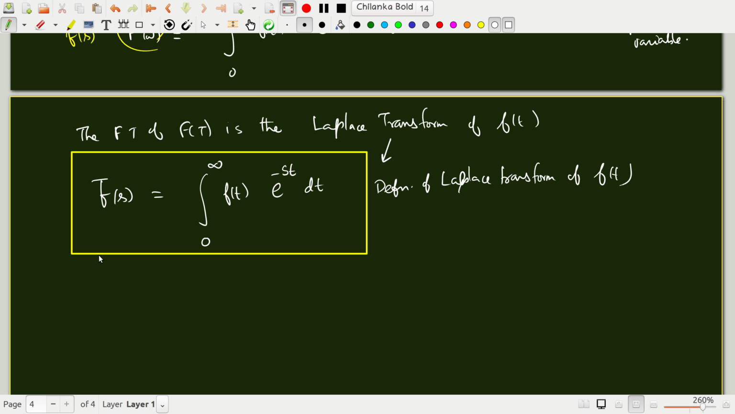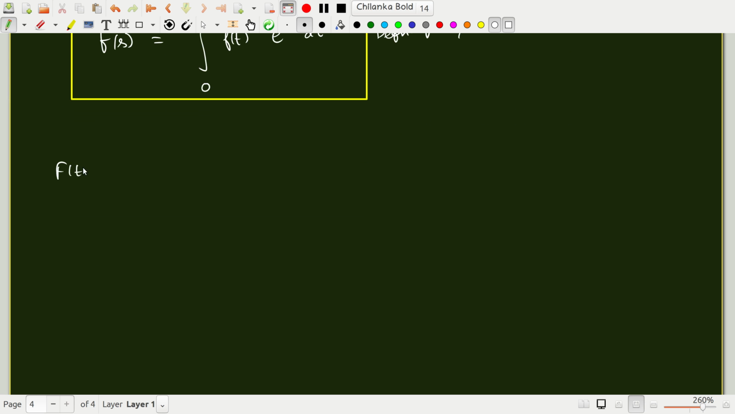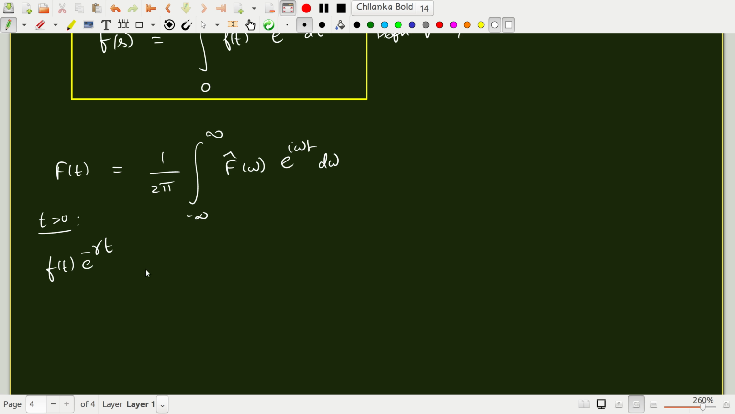Now what is the inverse transform? Again, we appeal to the Fourier transform idea. f of t is 1 over 2 pi times the integral from minus infinity to infinity of f hat of omega e to the i omega t d omega. But what is capital F of t? Capital F of t is nothing but small f of t e to the minus gamma t for t greater than 0. For t less than 0, anyway that function is 0. We know that capital F of t is small f of t times e to the minus gamma t.